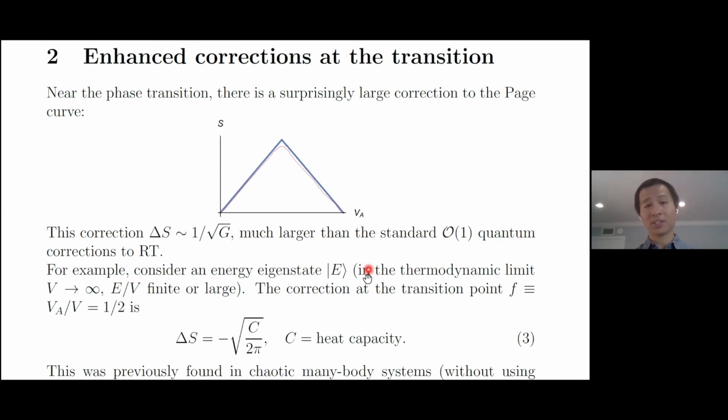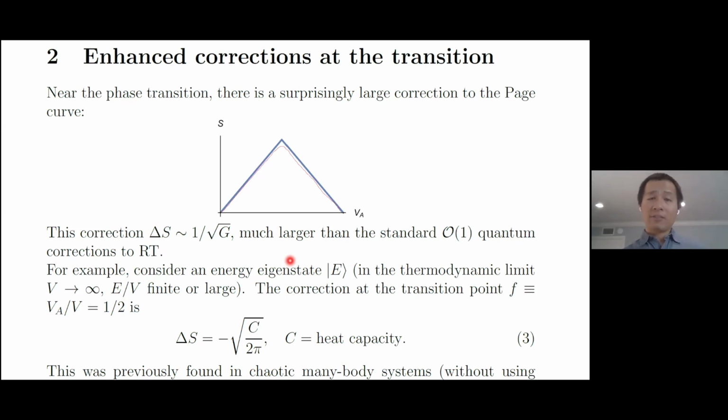And the size of this correction, let's call that delta S, which is the difference between the sharp curve and the more smooth curve, goes like order 1 over square root of G. So it is much larger than what we might have expected from quantum corrections. The quantum corrections to RT come from the bulk entanglement wedge, and that's only order 1, or order G to the 0th power in the small G limit. And this correction is enhanced in the sense that it is much larger than that.